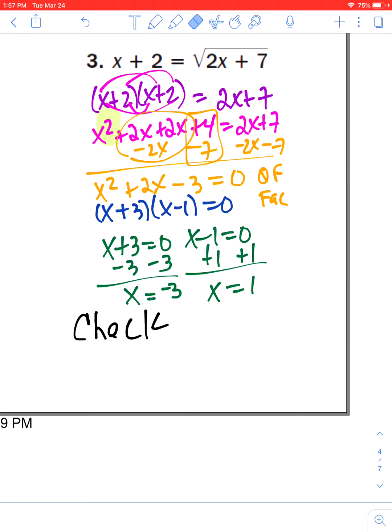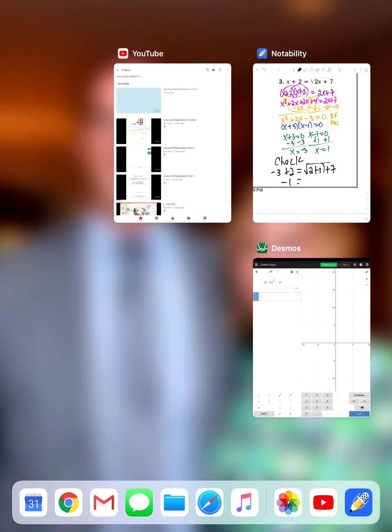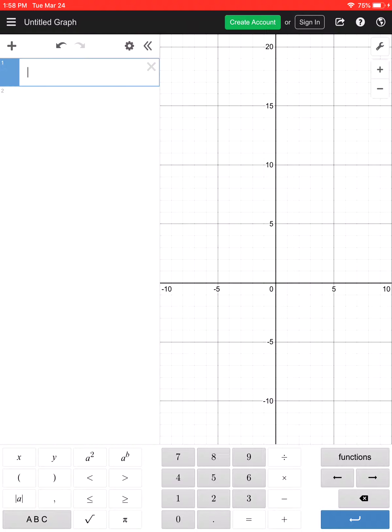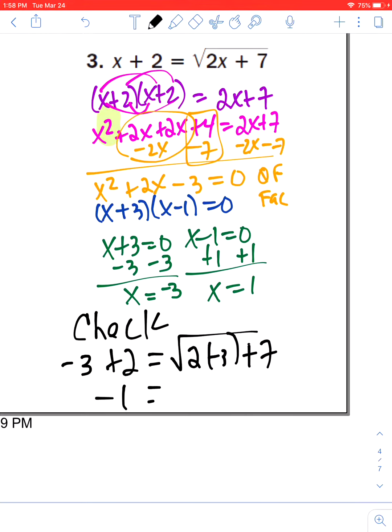All right, so when I look, I'm going to check -3 first. So that would be -3 plus 2 is equal to the square root of 2 times -3 plus 7. All right, -3 plus 2 is -1, and let's check the other side. 2 times -3 plus 7. All right, so let's check it. I'm going to hit the square root of 2 times -3 plus 7. Uh-oh, we get a positive 1. You guys, those don't equal. So that means x equals -3 is an extraneous solution and doesn't work.